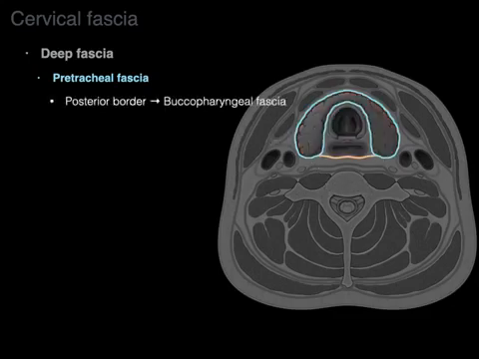The pretracheal fascia has a specific name to the back. The posterior border is called the buccopharyngeal fascia, which is all along there in that tan color because that fascia envelops the buccinator and the pharyngeal constrictor muscles.